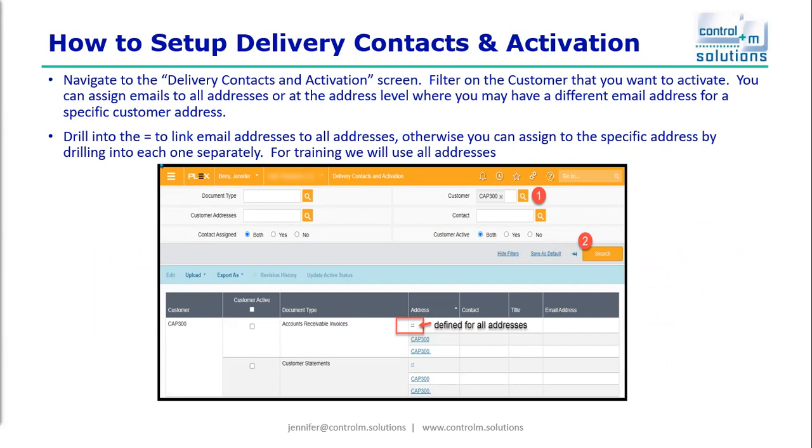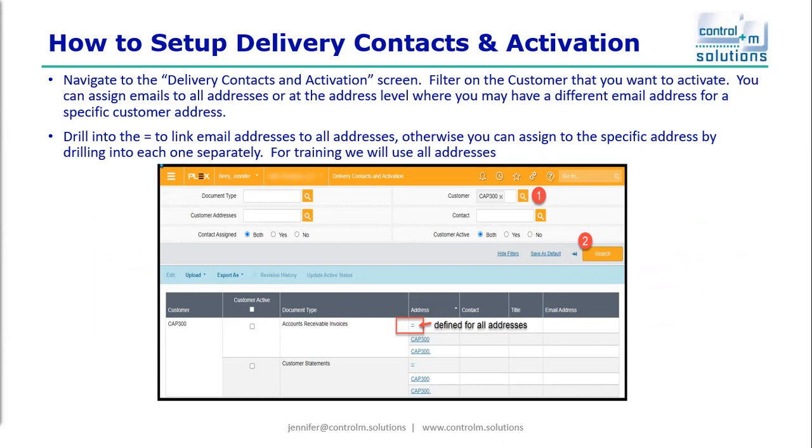Oh, one more thing I'm going to say is that if you try to navigate to the delivery contacts and activation screen and it does not show up as an option, you'll have to put a case into Plex to have them enable that. I did come across some customers that it was not already enabled, so we had to enter a case for Plex to enable this process.